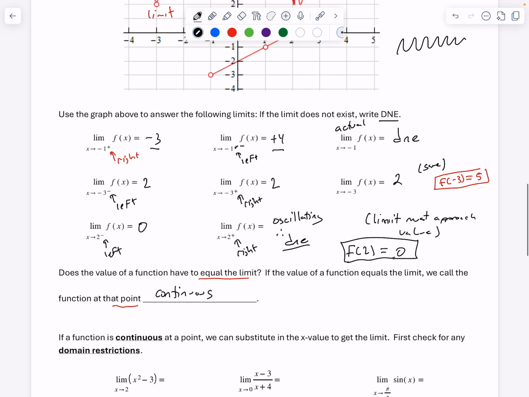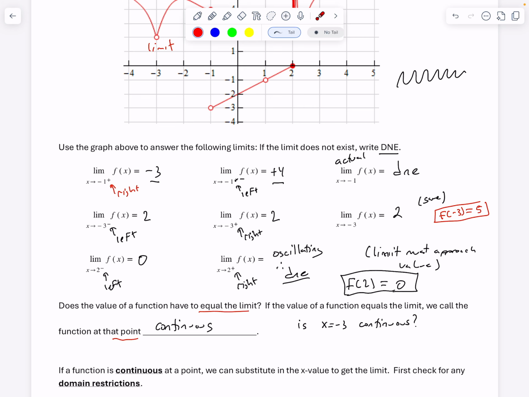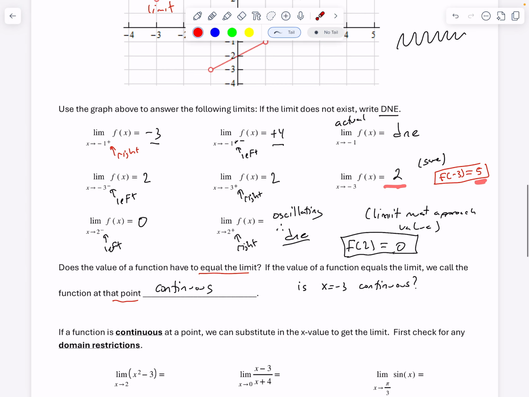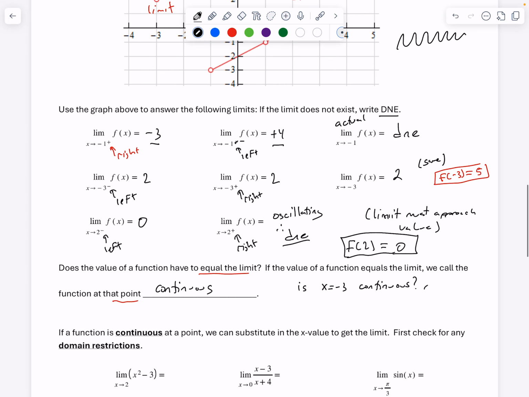So we can ask, is x equals -3 continuous? And the answer, of course, is no. We're approaching 2, but the value is 5. So we would say no to that.